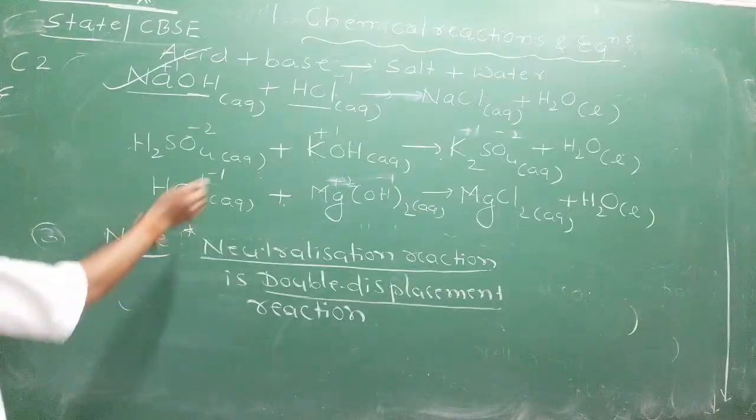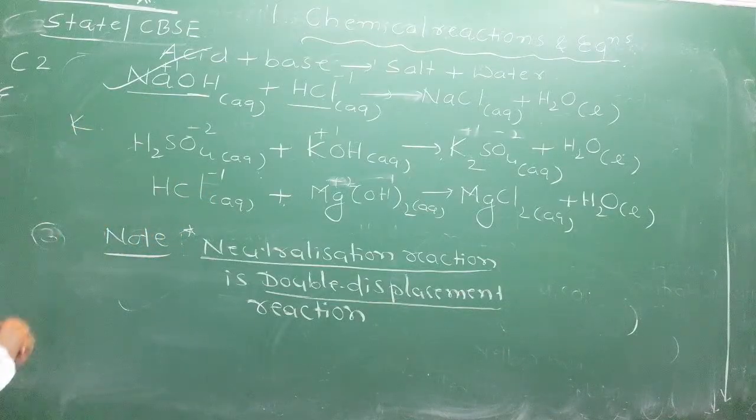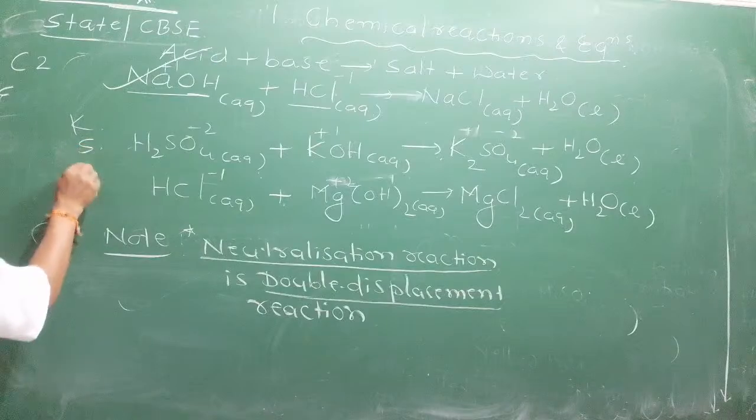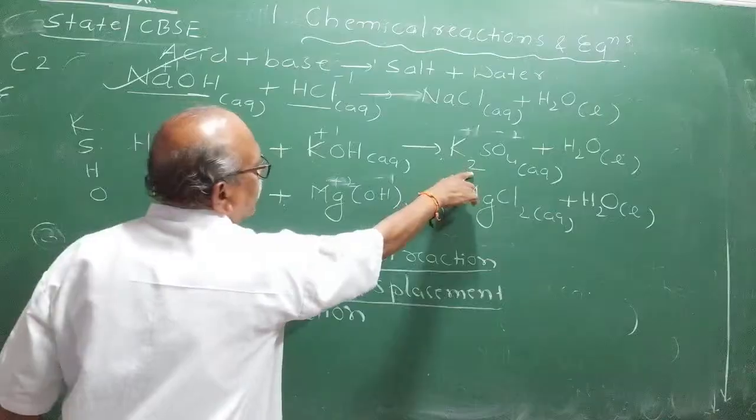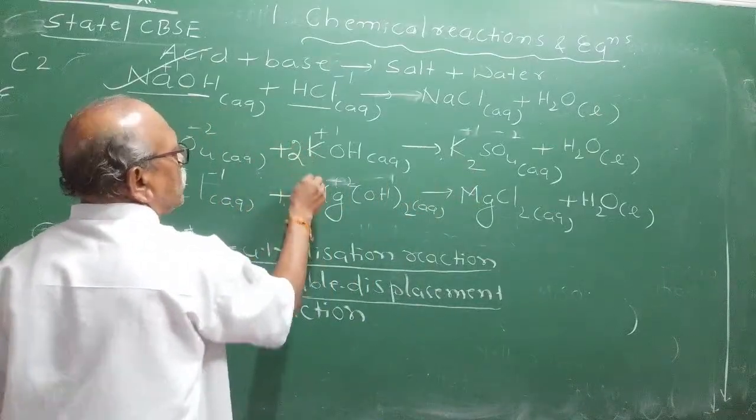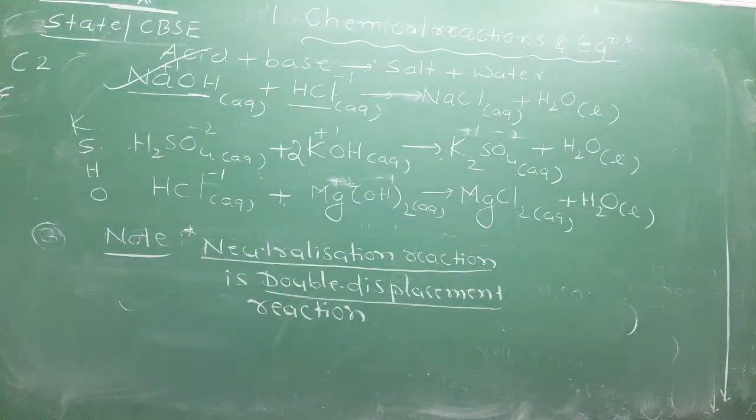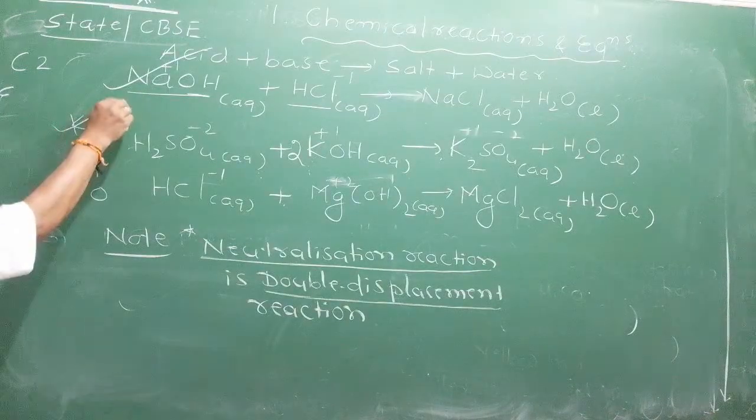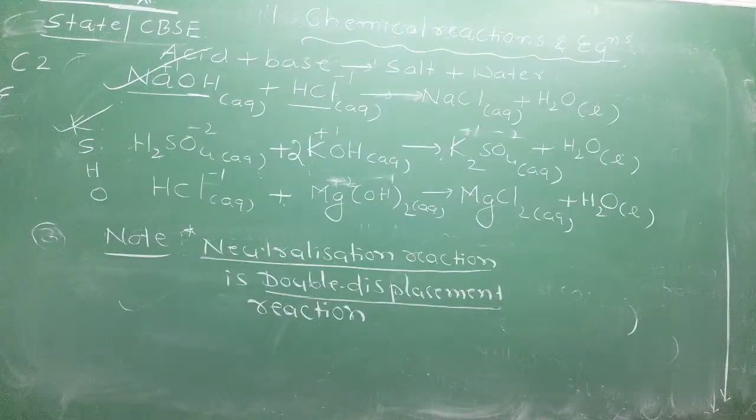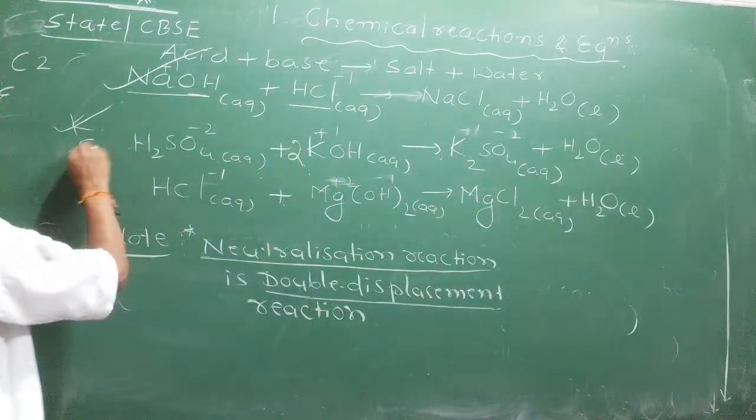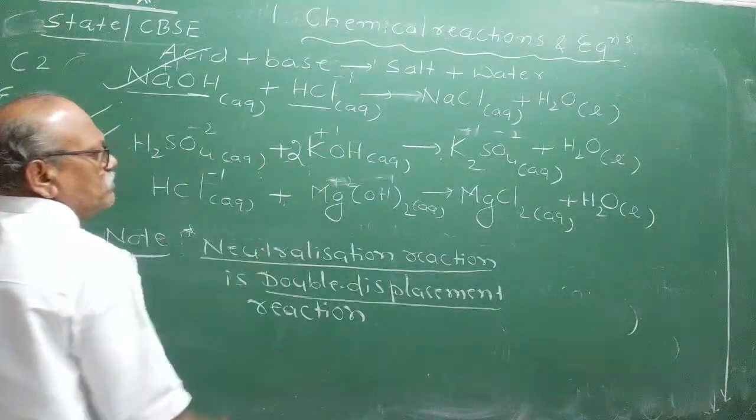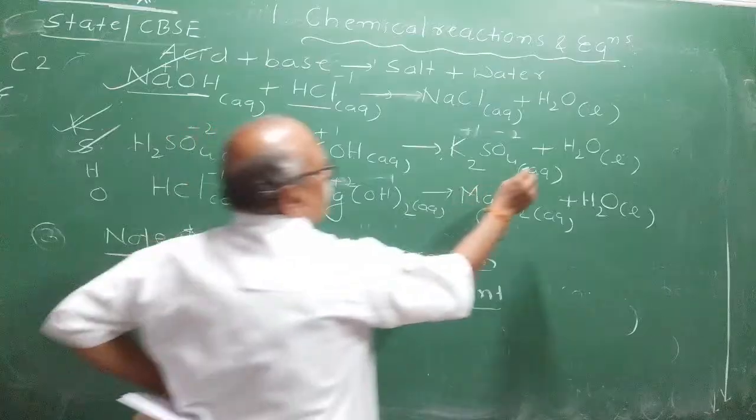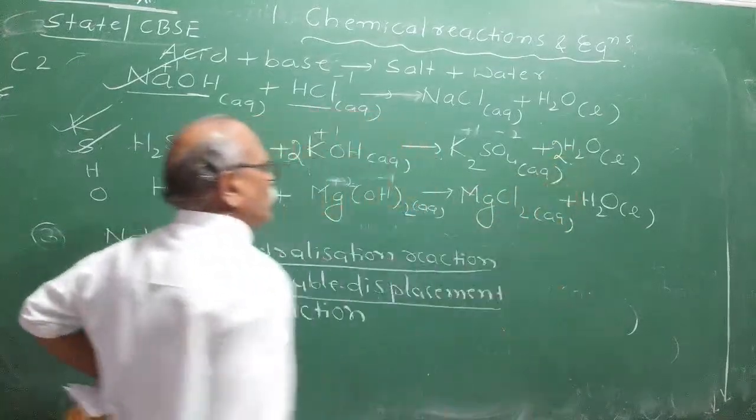Second equation, first of all you balance potassium. Then you balance sulfur, then hydrogen, then oxygen. How many potassium atoms? One. Here there are two. Therefore, you must take 2 KOH. Now the potassium atoms are balanced. What about sulfur atom? Sulfur atom is 1, 1, it is balanced. How many hydrogen atoms? 2 plus 2 becomes 4. 4 means I must take 2 H2O.